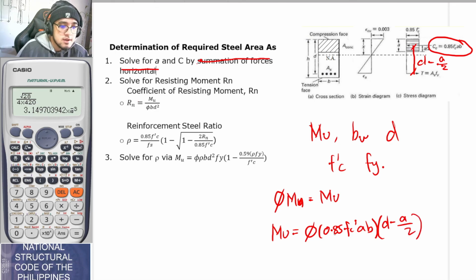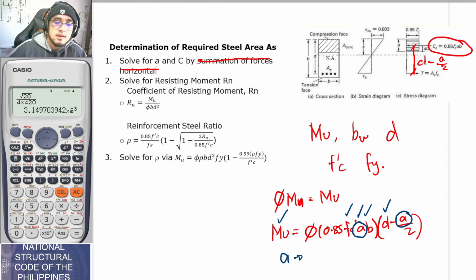As you can see, we already have the values of FC prime, A, B, D, and, of course, MU. As for our value for phi, we will be assuming that it is 0.9. Assumption muna. So we will be assuming that phi is equal to 0.9. With such, since A is the unknown, we solve for A. Disclaimer, you would be using the quadratic equation here, or you can use shift solve or mode 3 in your calculator if it has such features. So yun, solve mo yung A nyo.